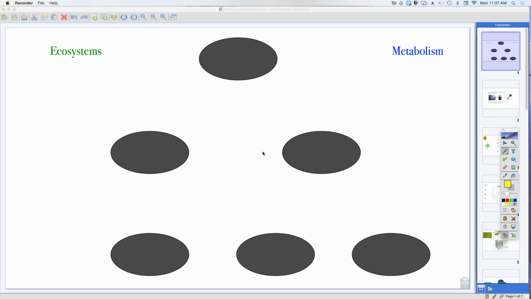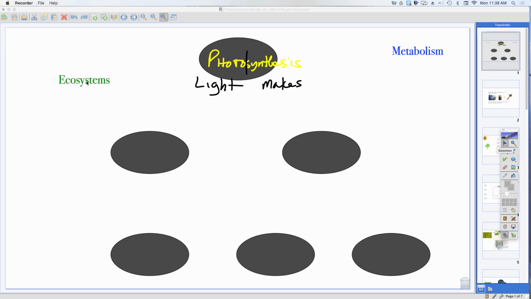Today we are going to learn about photosynthesis. The word photosynthesis can be broken down into light makes, and here it's light makes sugars. And I'd like to have us just consider a few things before we go through the actual process of photosynthesis. We can think of photosynthesis's importance in terms of ecosystems and ecosystem dynamics, as well as in terms of metabolism.